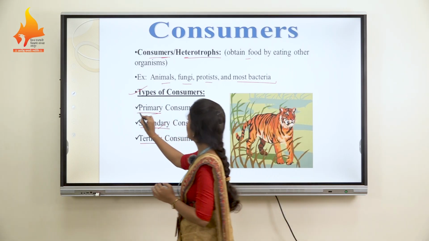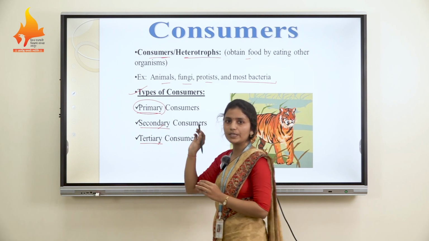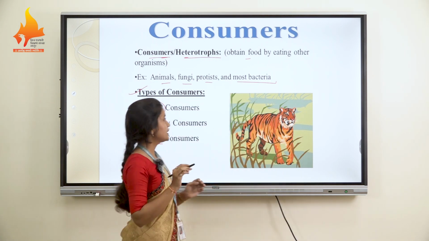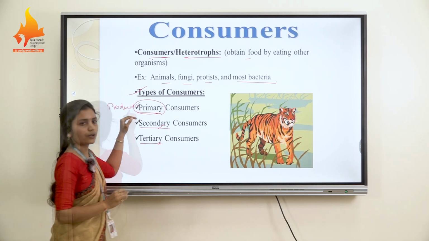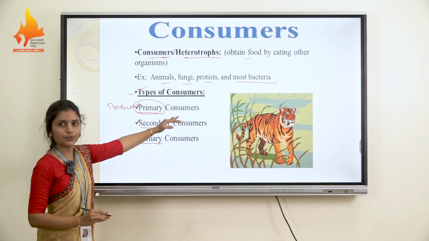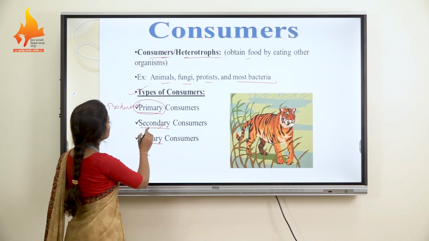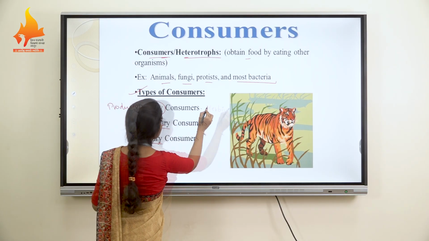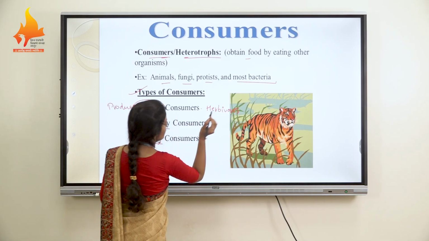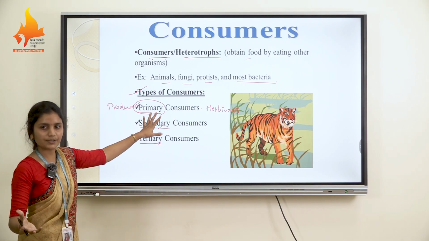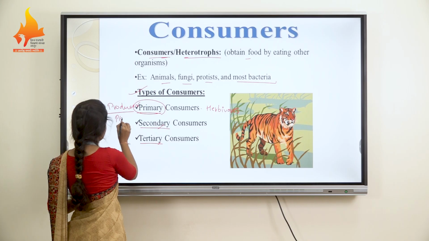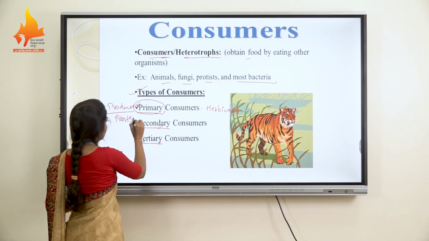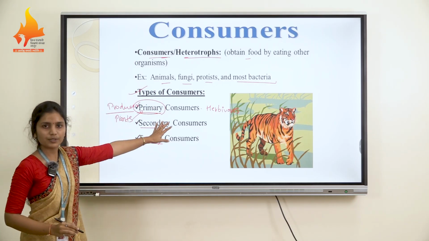The primary consumers are those organisms which directly depend upon the producers. Those organisms are also called herbivores, meaning they do not eat any other organism. They depend only on producers, that is plants. Those organisms are called primary consumers.